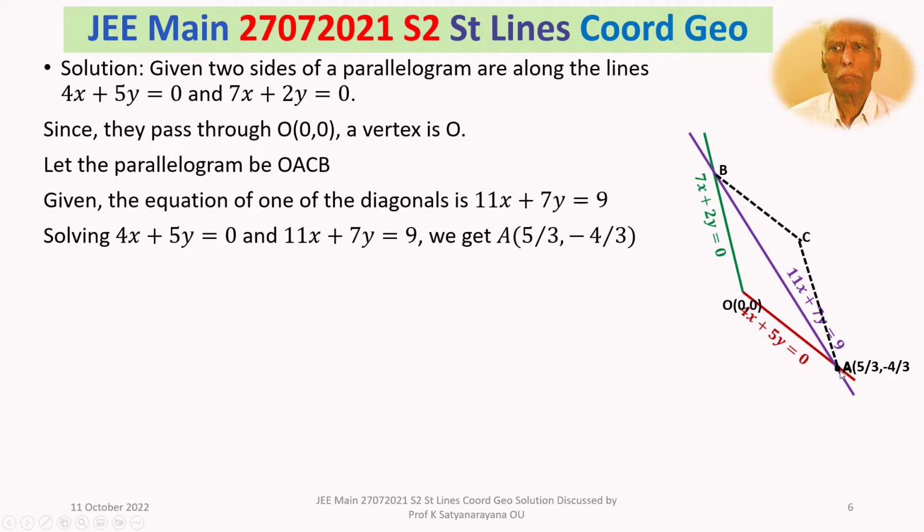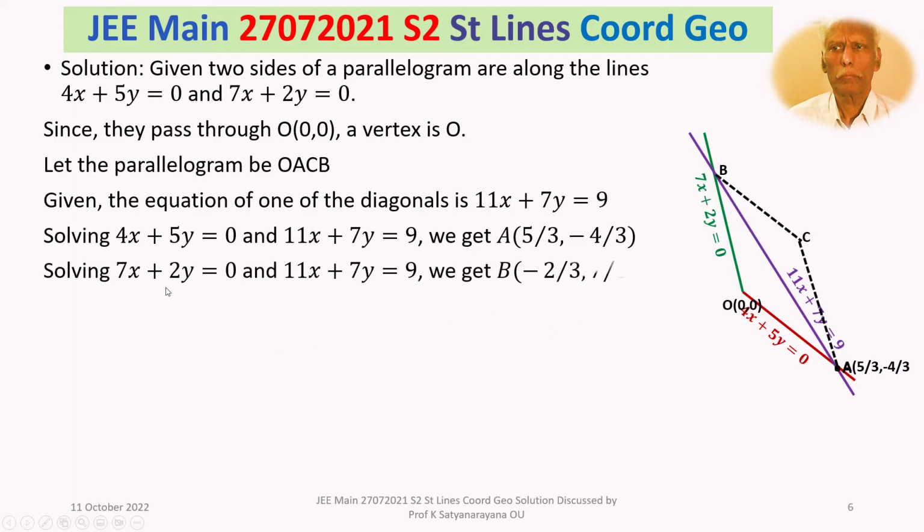Similarly, BA and OB intersect at B, and the coordinates are given by solving 7x + 2y = 0 and 11x + 7y = 9. You solve these two equations, and you will get the coordinates of B as (-2/3, 7/3). You have to solve them and obtain this result.